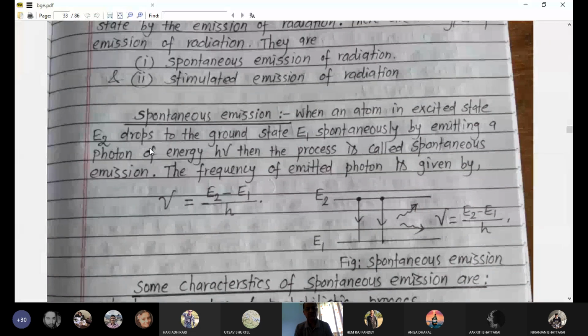Now when an atom in excited state E2 drops back to the ground state E1 spontaneously by emitting a photon of energy h nu, then the process is called spontaneous emission of radiation, and the frequency of the emitted photon is given by nu equal to (E2 minus E1) by h. E2 minus E1 by h, and some characteristics of spontaneous emission are.